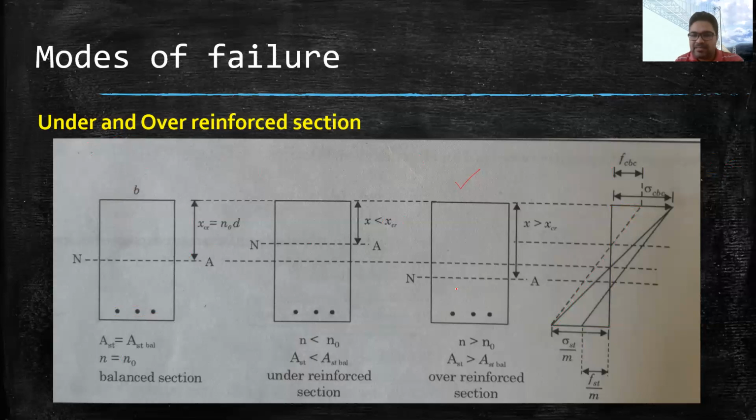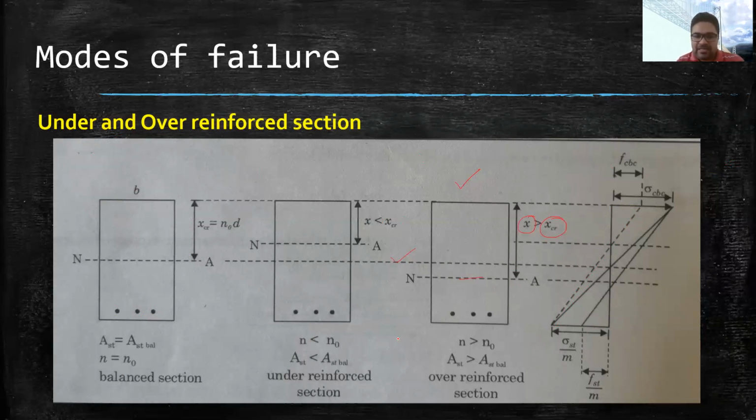In this case, the neutral axis is placed below the neutral axis of the balanced section. This line is the neutral axis of the balanced section. As compared to the balanced section, the neutral axis lies below this. And we can say that the depth of neutral axis in case of an over reinforced section will be greater than the critical depth of neutral axis. That is the case of the over reinforced section.